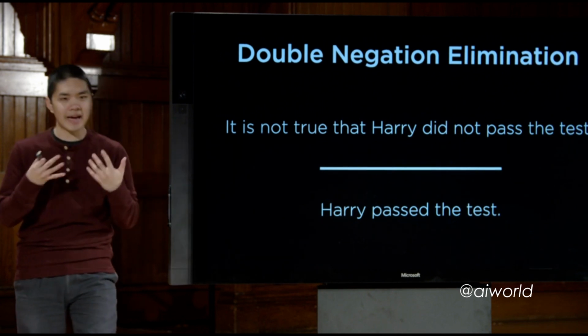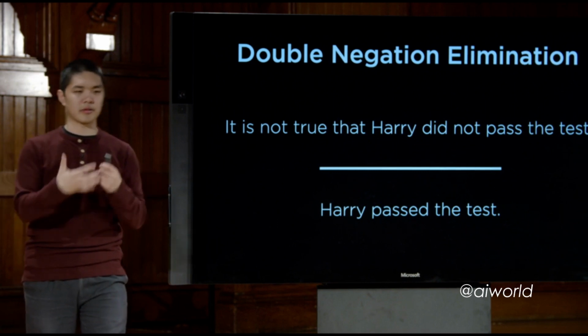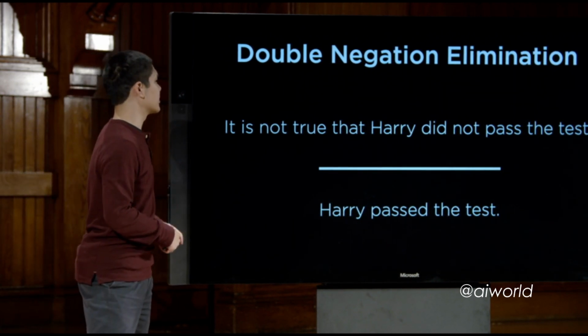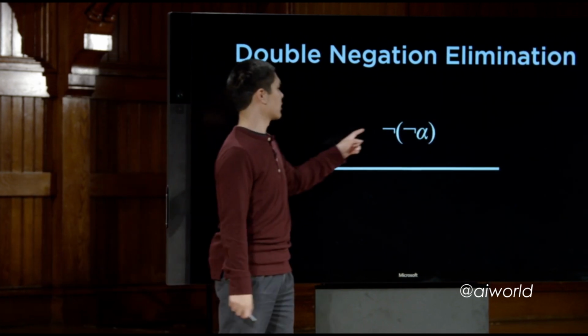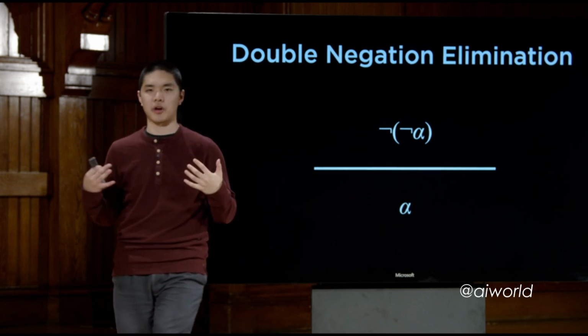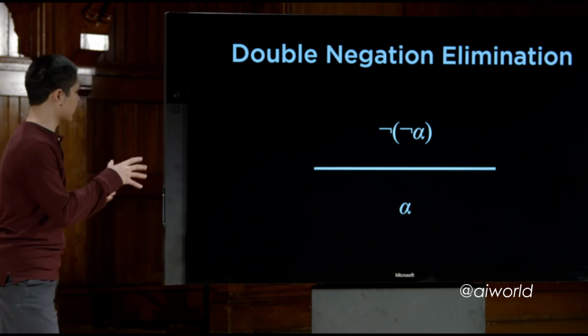That if we have two negatives inside of our premise, then we can just remove them altogether. They cancel each other out. One turns true to false, and the other one turns false back into true. Phrased a little bit more formally, we say that if the premise is not not alpha, then the conclusion we can draw is just alpha. We can say that alpha is true. We'll take a look at a couple more of these.